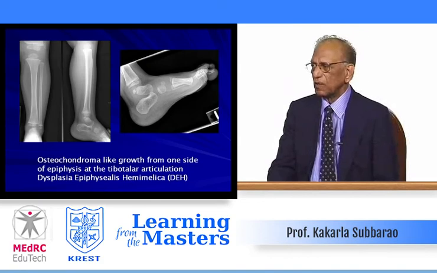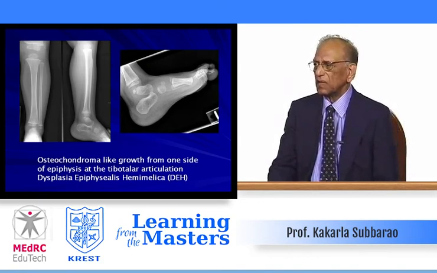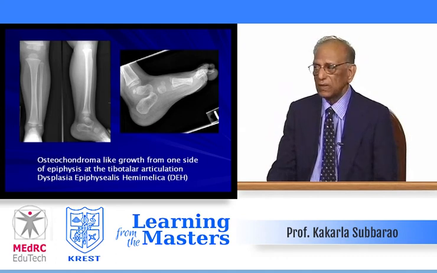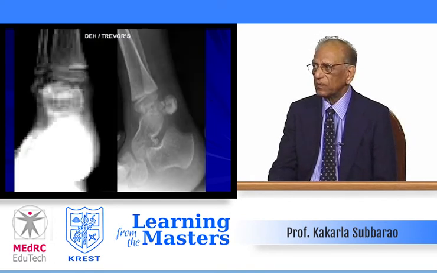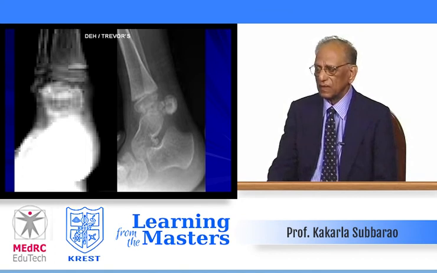Again, osteochondroma-like growth from one side of the epiphysis at the tibial articulation. This is also called dysplasia epiphysealis hemimelica, DEH, or Trevor's disease, T-R-E-V-O-R apostrophe S disease. Again, Trevor's, another at the ankle.